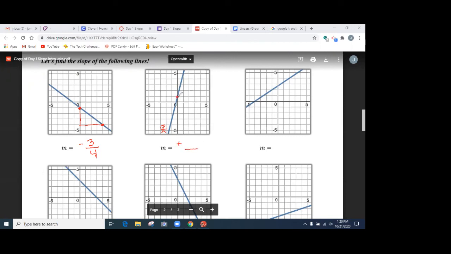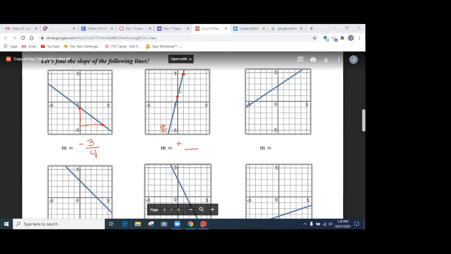All right, we got a perfect point here. And I don't care if you go up or down. I'm going to go up. I would say my next perfect point is right there. It doesn't matter which dot you start at. I always start at the left one. That's just me.